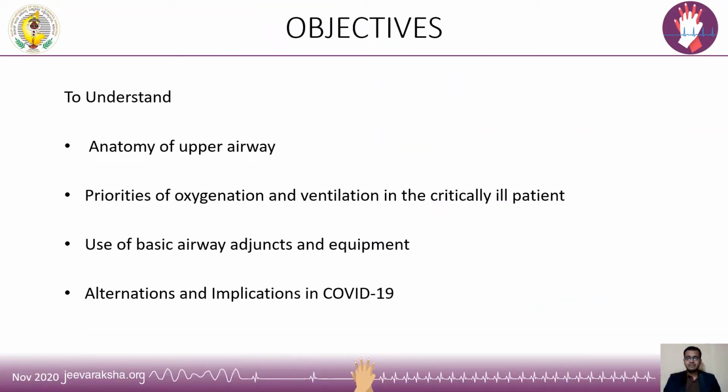The objectives of this class would be to know the simple anatomy with respect to the upper airway in pediatric patients and adult patients, prioritize the need for oxygenation and ventilation in critically ill patients, use some of the basic airway adjuncts and equipment, and some of the techniques we are going to learn in this class with respect to the airway in adults and pediatric patients, and what are some of the alterations and implications when you are handling COVID-19 patients.